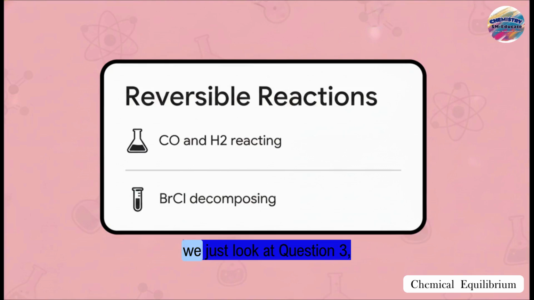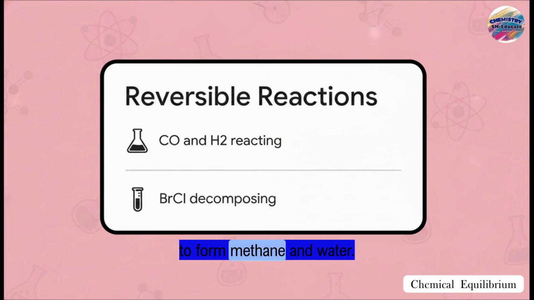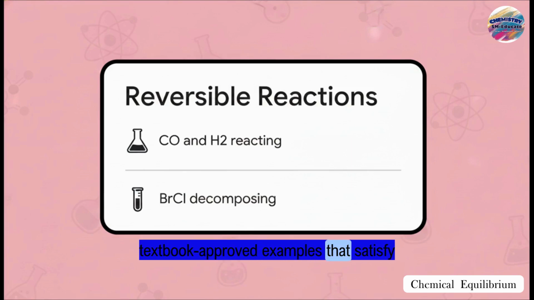For our first example, we just look at Question 3, carbon monoxide and hydrogen reacting to form methane and water. Since this reaction can go both ways, boom, perfect example. For our second one, let's pull straight from the think tank question, bromine chloride decomposing into chlorine and bromine. These are two completely valid, textbook-approved examples that satisfy the homework requirement perfectly.